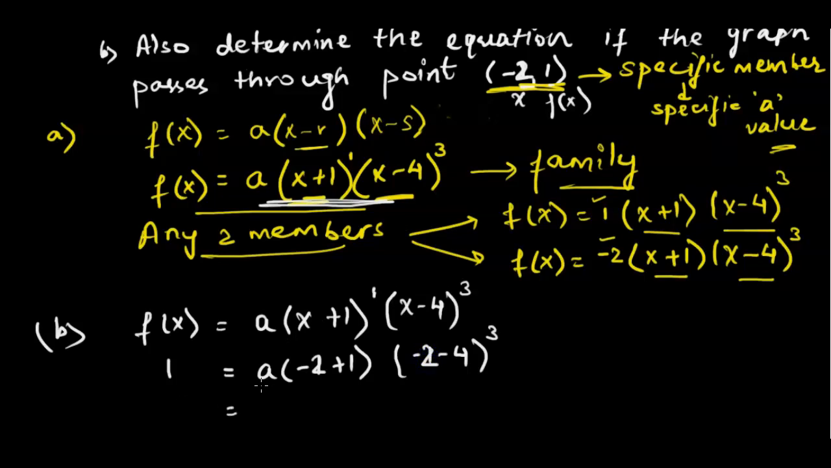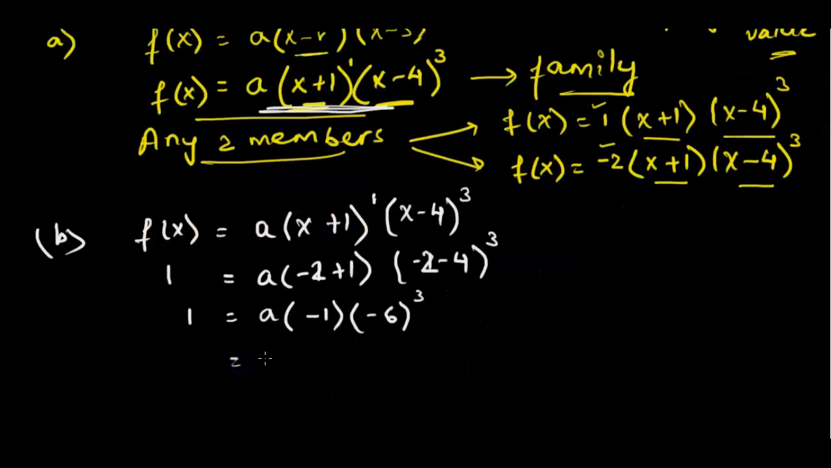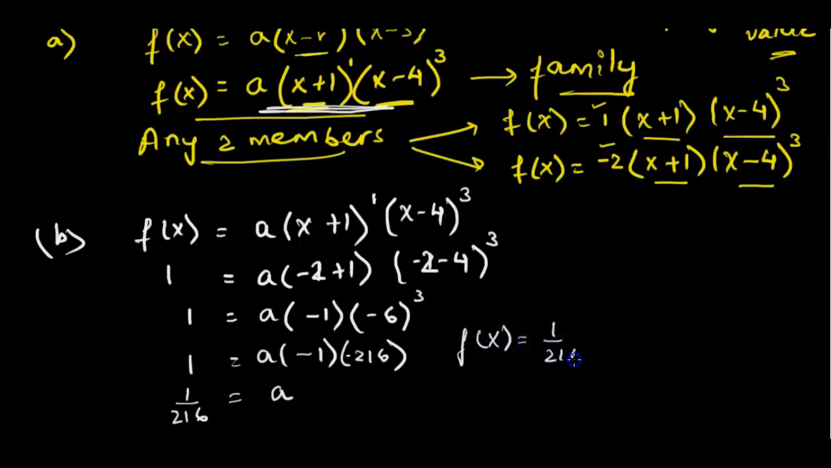What we are going to do here is solve for the A value. So -2 plus 1 is -1. -2 minus 4 is -6, to the power of 3, and here there is a 1. We are isolating for A. This is -1. -6 to the power 3 is -216. So this is -1 times -216 times A is 1. Therefore, A is equal to 1 over 216. Now the equation is going to be f(x) equal to 1/216, in the bracket, (x + 1)(x - 4)^3.